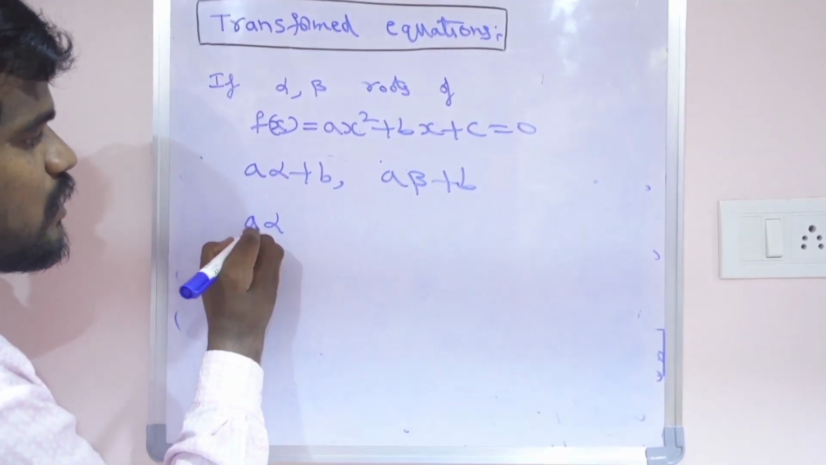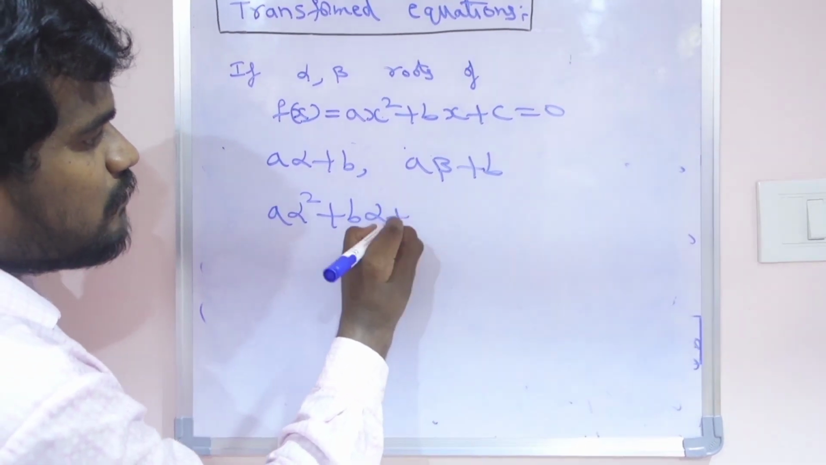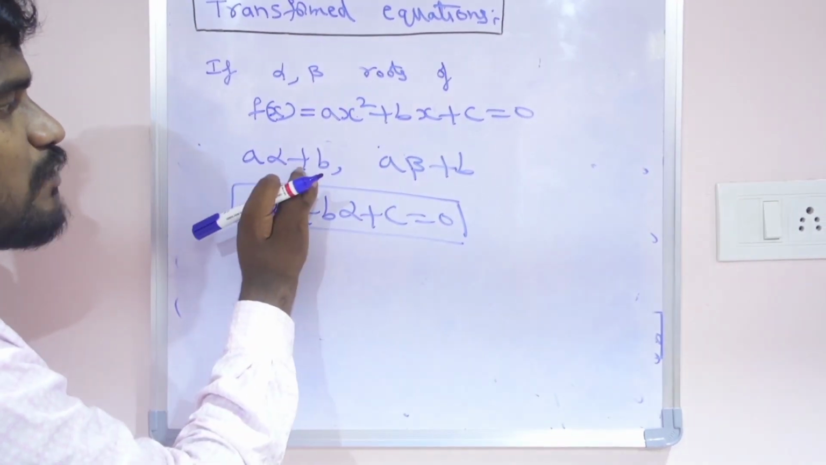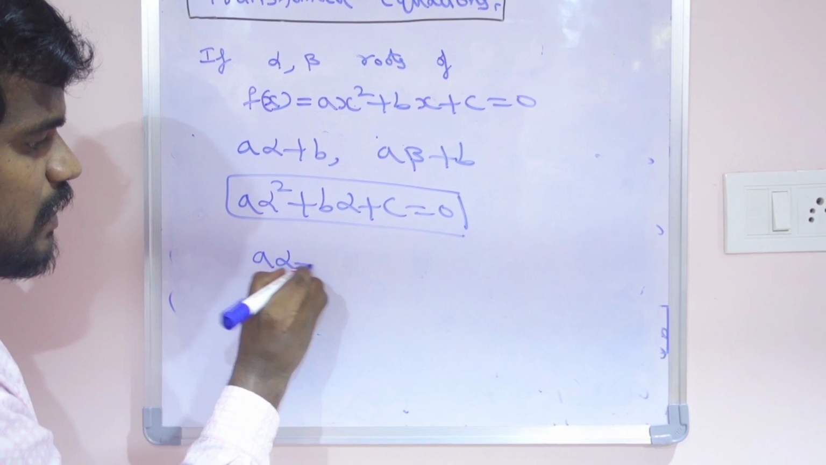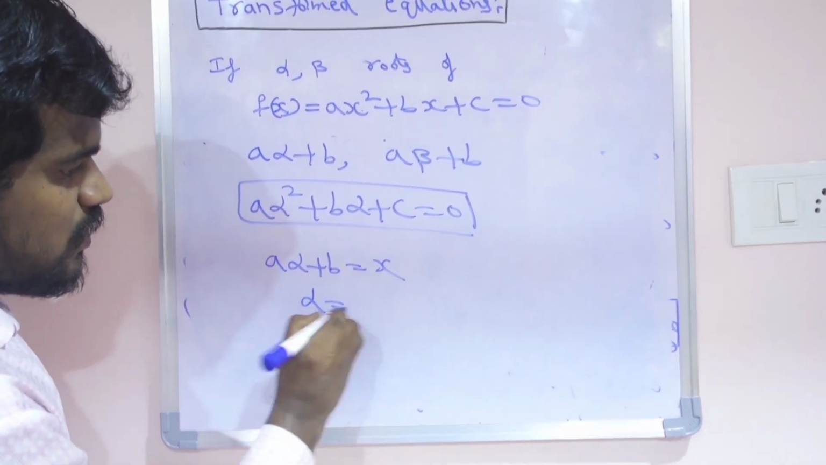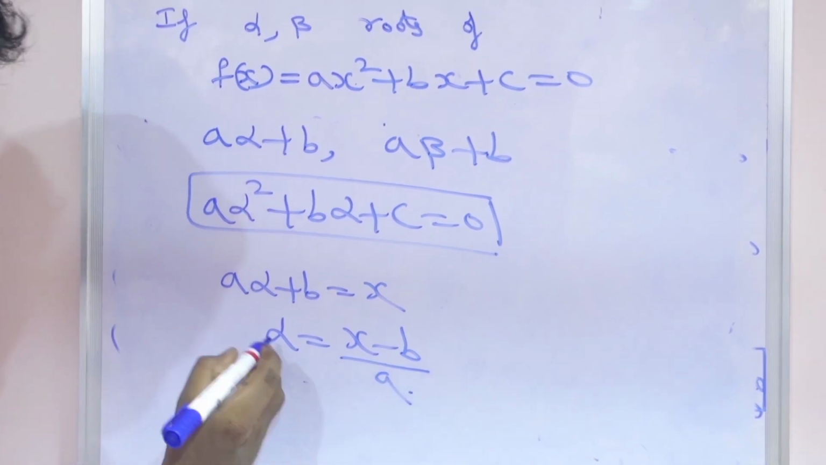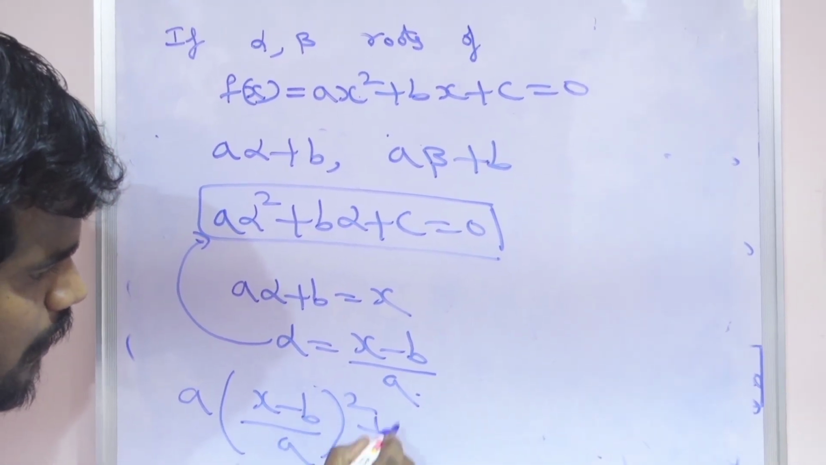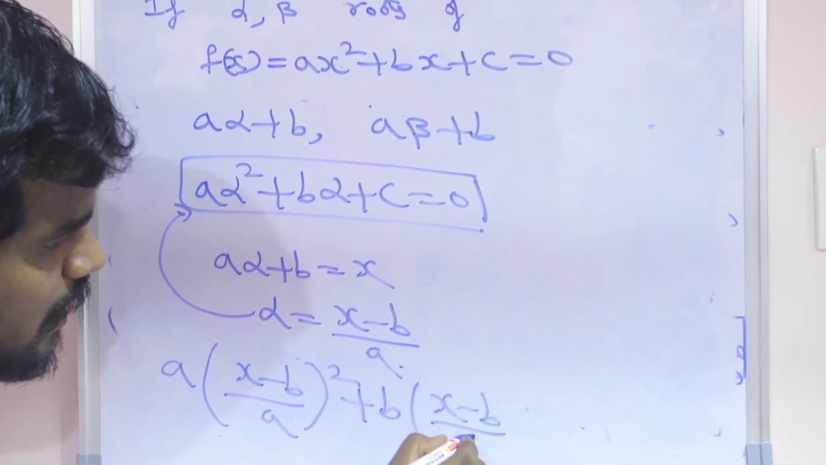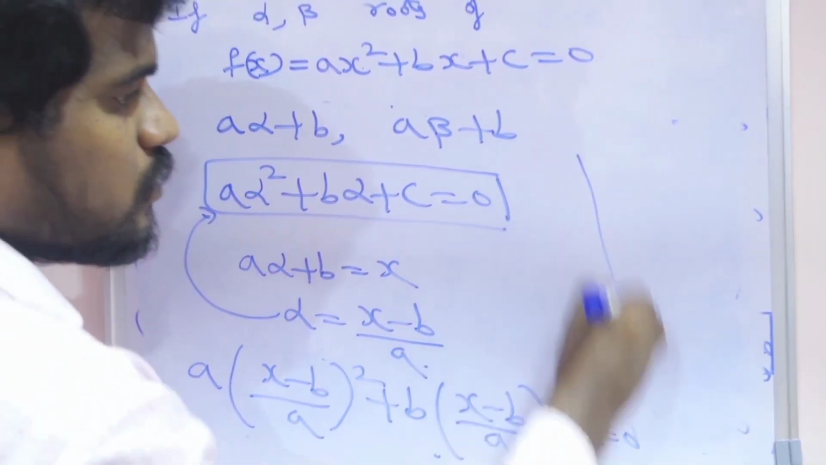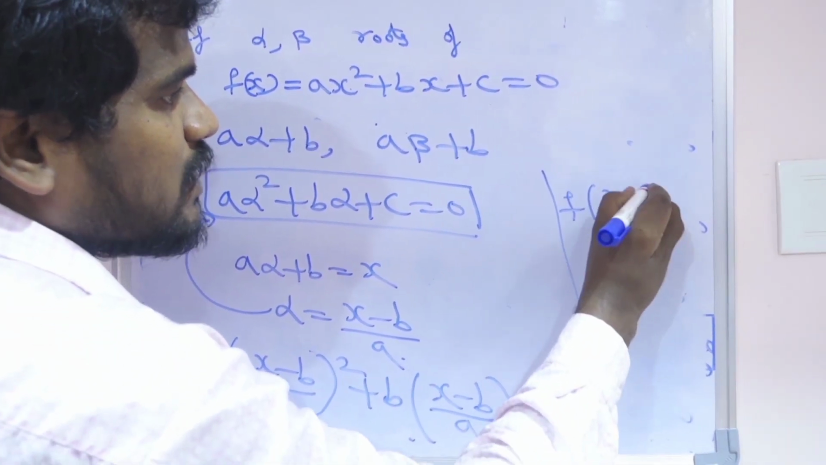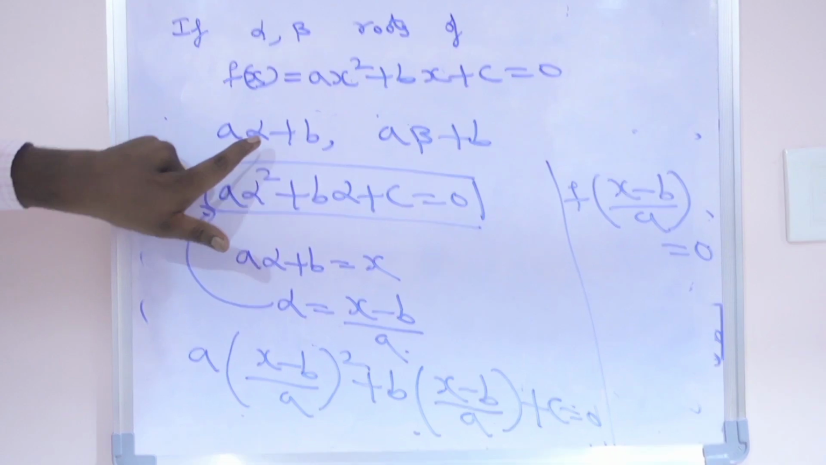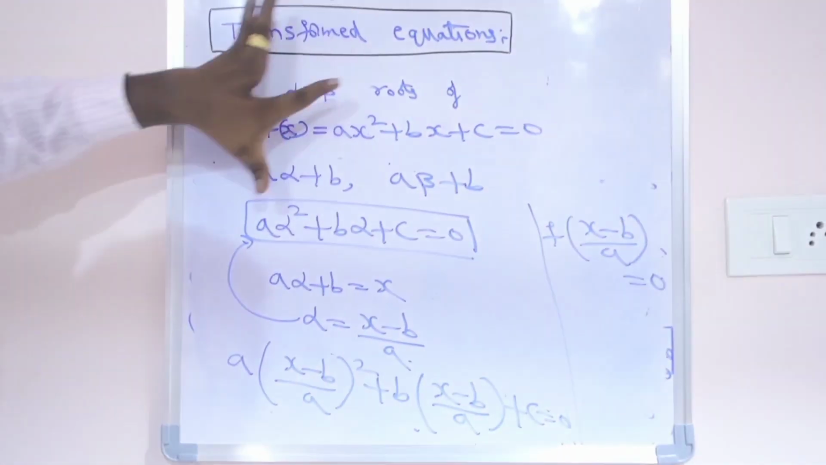So alpha is a root of the equation, which means a alpha square plus b alpha plus c is equal to 0. Then we need to find the equation whose roots are a alpha plus b and a beta plus b. So a alpha plus b is equal to some x. Then alpha is x minus b by a. Now substitute this here: a into (x minus b by a) whole square plus b into (x minus b by a) plus c is equal to 0. So now what is the form here? f of x minus b by a is equal to 0. This is the transformed equation whose roots are a alpha plus b and a beta plus b. So this is about the transformed equations concept.